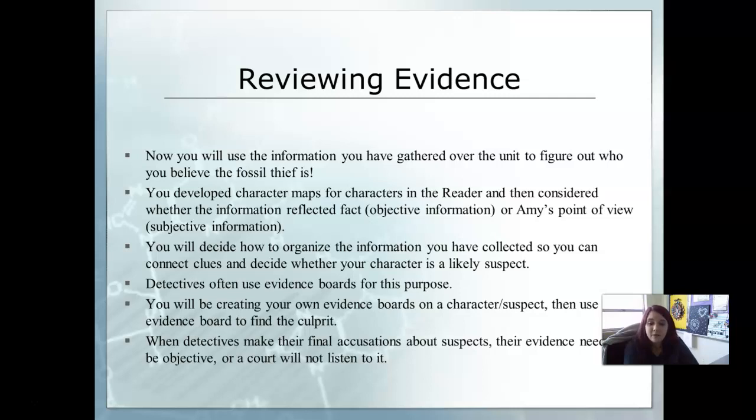Remember, detectives use an evidence board. It helps them organize where everything goes. You're going to be creating your own evidence board on your character and suspect, and then use that to find the culprit. When detectives make their final accusations about suspects, they have evidence that needs to be objective, or else the court is just going to ignore them and not listen to them at all.